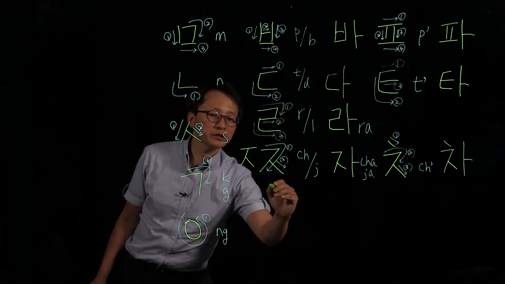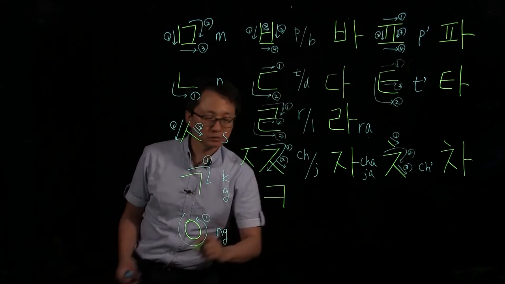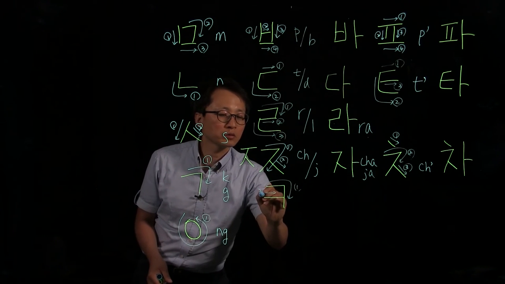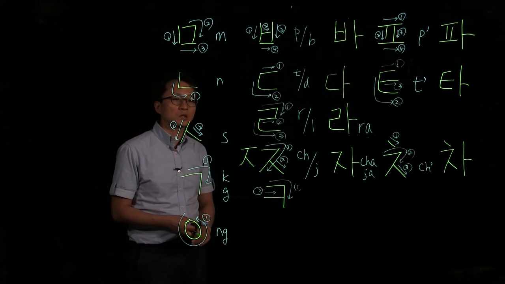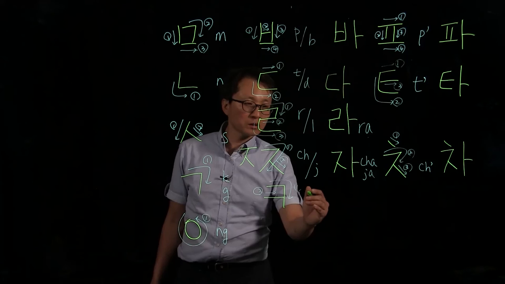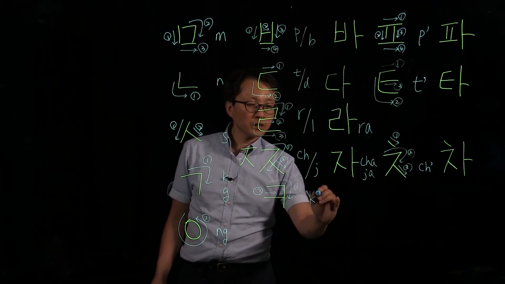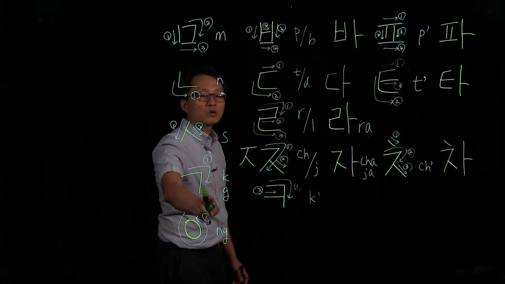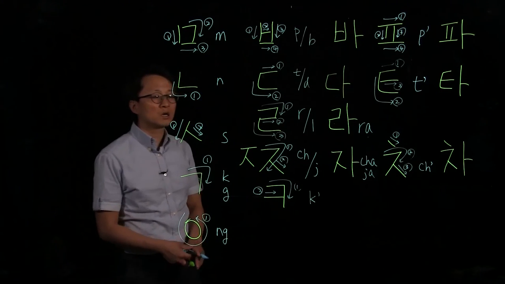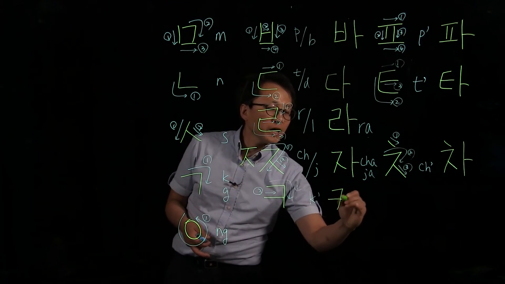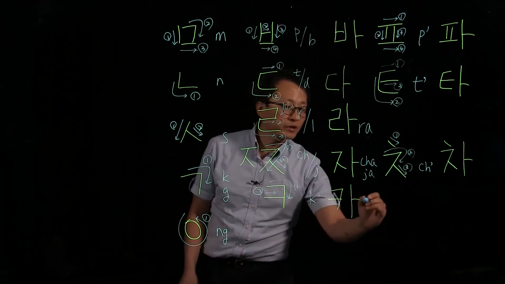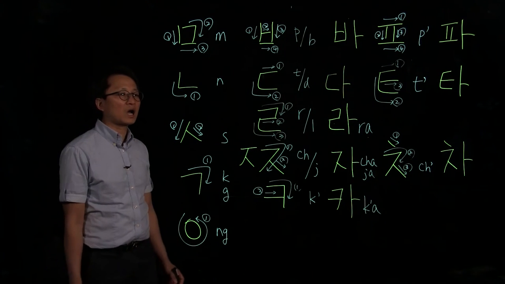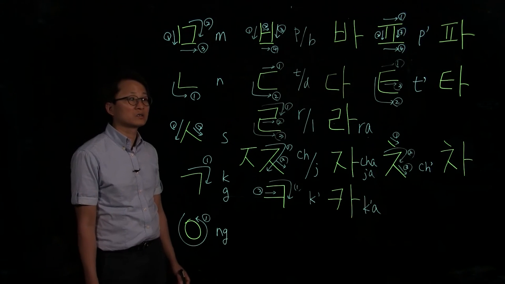We can add one more line here, like this. So, one and two. And its sound value is a strong K sound. So this was k or g, and this is k. And if we add a here, its sound value is ka, ka. Okay?